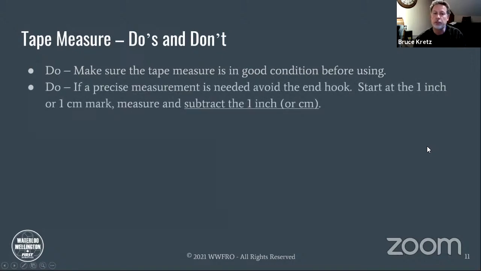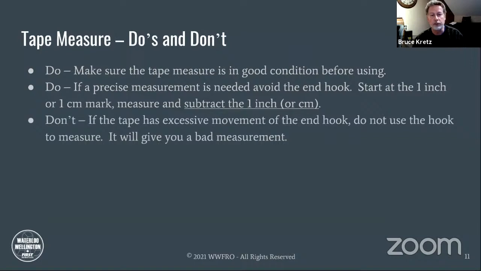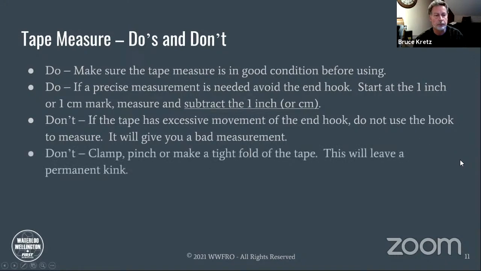If a precise measurement is needed, avoid the end hook. Start at the 1 inch or 1 centimeter mark, measure, and then don't forget, subtract the 1 inch or the centimeter. If the tape has excessive movement of the end hook, do not use the hook to measure. It will give you a bad measurement. Don't clamp, pinch, or make a tight fold in the tape. This will leave a permanent kink and make it difficult to use the tape in the future.